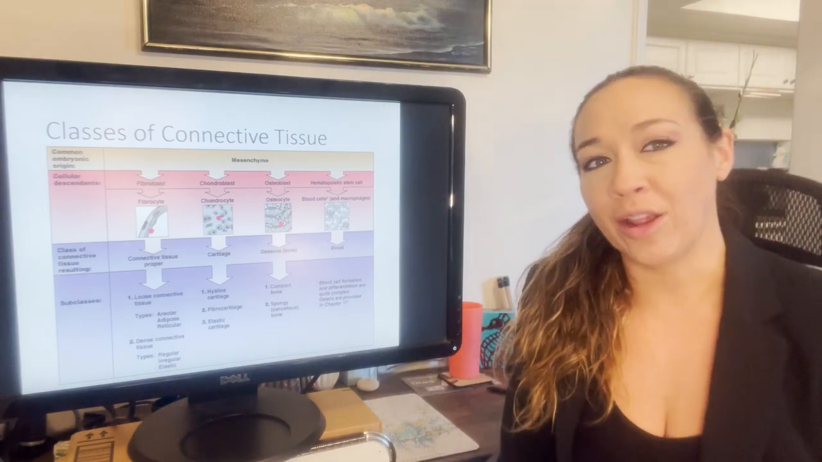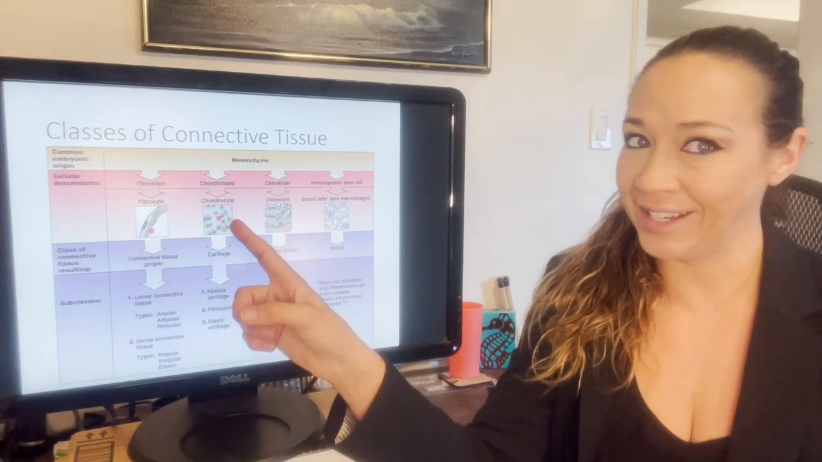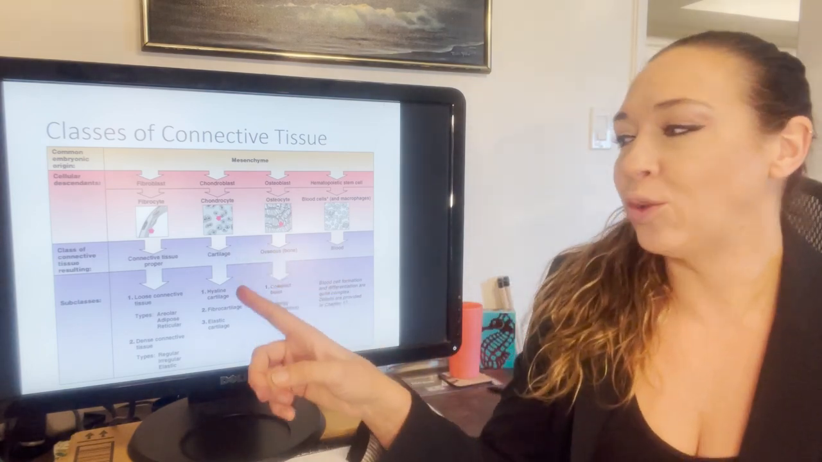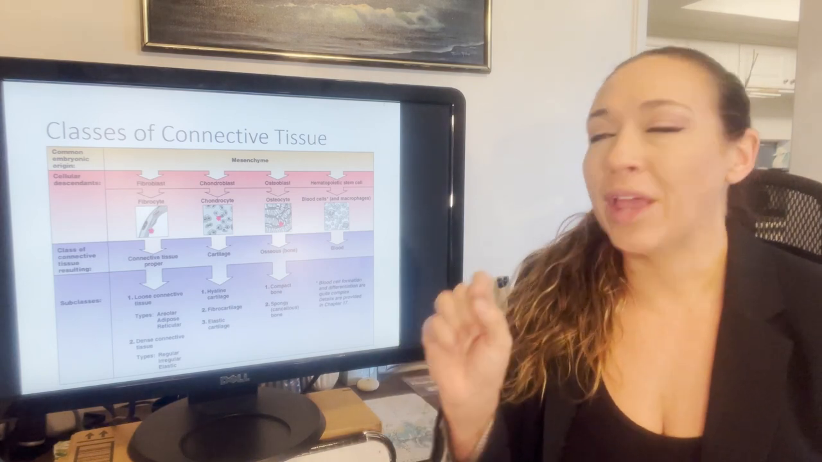Now, if you're talking about a chondroblast, right, that's the next one. Your chondroblast gives rise to your chondrocytes. Your chondrocytes then give rise to your cartilage, all different types of cartilage, including hyaline, fibrocartilage, and elastic cartilage.